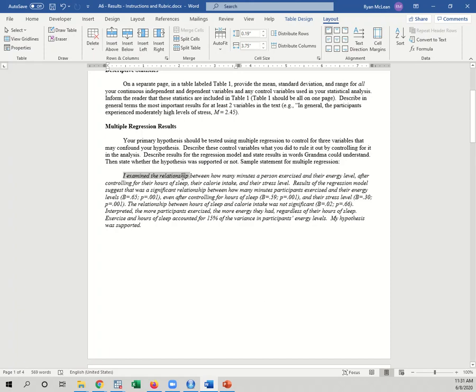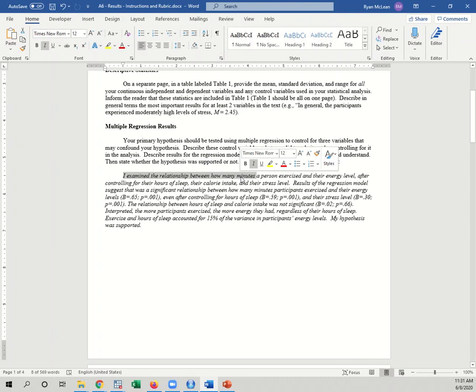So I examined the relationship between how many minutes, this is another example, how many minutes a person exercised and their energy level after controlling for their hours of sleep, their calorie intake, and their stress level. Results of the regression model suggest there was a significant relationship between how many minutes participants exercised and their energy levels, even after controlling for hours of sleep and their stress level. The relationship between hours of sleep and calorie intake was not significant.